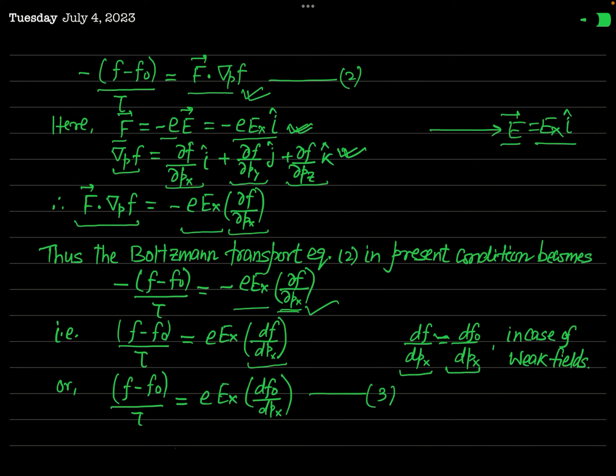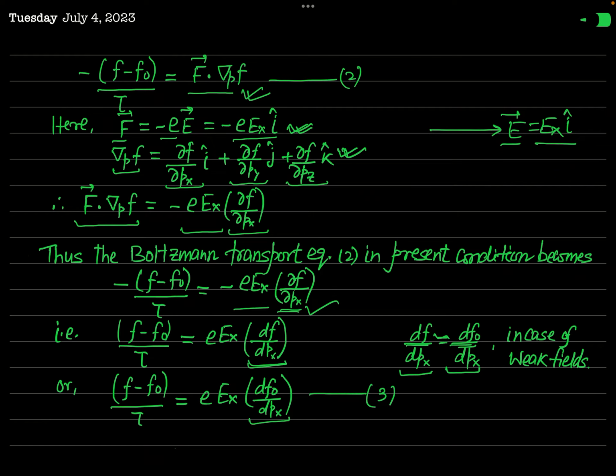Here f naught is the distribution function in unperturbed, undisturbed state, and f is the distribution function in perturbed state. But since perturbation is very small, f and f naught do not differ much. And so for the time being, we can approximately take df naught by dpx equal to df by dpx. So in the next step, you can see I have taken df naught by dpx instead of df by dpx. Okay. Have you understood? Definitely you have understood.